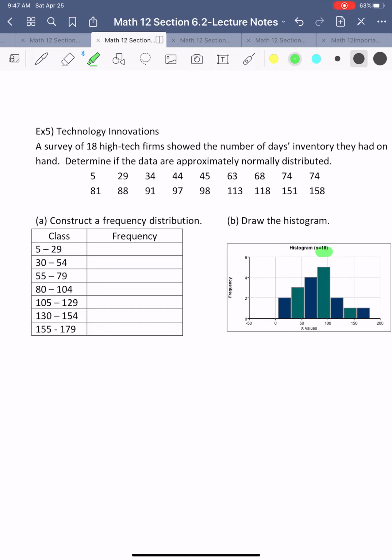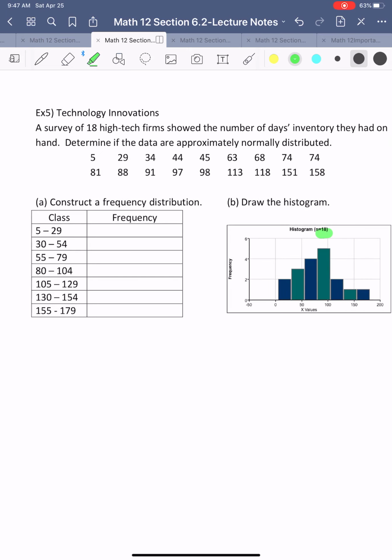Before that, we construct the frequency distribution. I make the table with classes 5 to 29, 30 to 54, and so on. For frequency, the number of data values: there are 2 numbers in 5 to 29, 3 numbers in 30 to 54, 4 numbers in 55 to 79, 5 numbers in 80 to 104, 2 numbers in 105 to 129, and 1 and 1 in the last two classes.